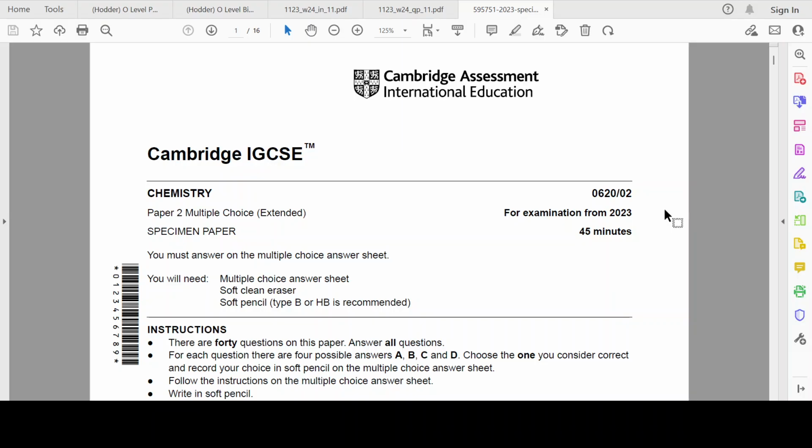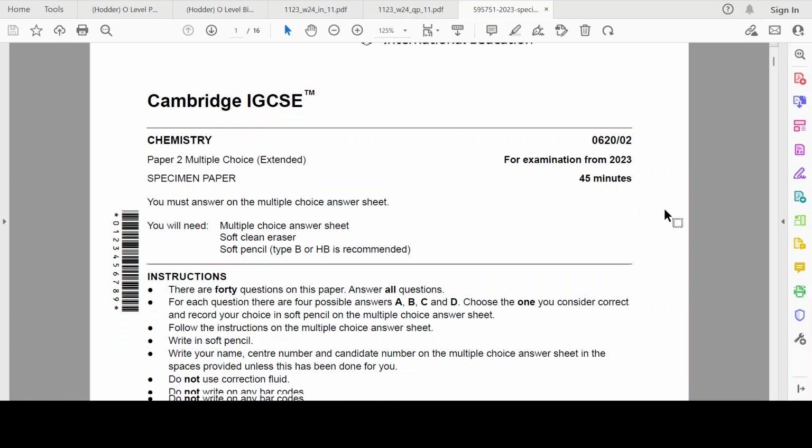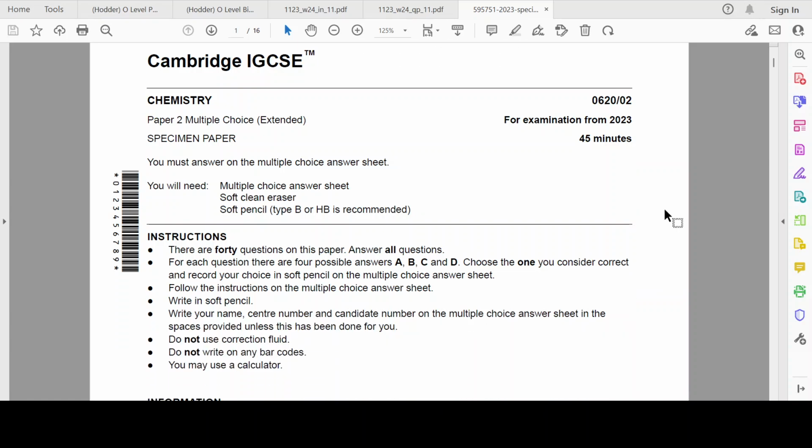And we can even slip in some of the O level papers as well. Now, first of all, what you want to notice is because this is a specimen, it's written 0620/02. For the actual paper, which we'll come to later, in our practice, it will be 0620/21, for example, which will mean paper 2 variant 1.